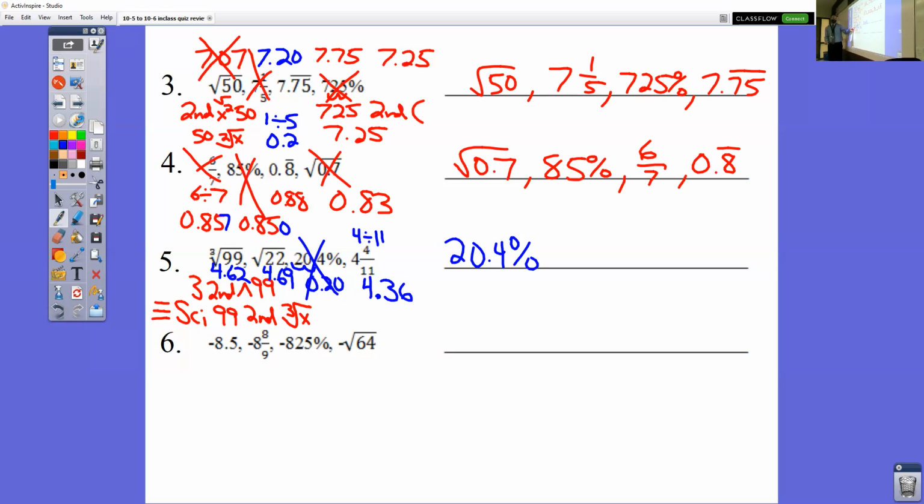Our next biggest number out of 462, 469, and 436 is 436. So that one would go next. Then our next biggest is the 462, or the cube root of 99. And then the biggest number is the 469, or the square root of 22. Go ahead and try that last one. Now remember, in that last one, all of them are negative. So the more negative number is the smallest number. The most negative number, the one that's farthest away from 0 on the number line, is the smallest number.